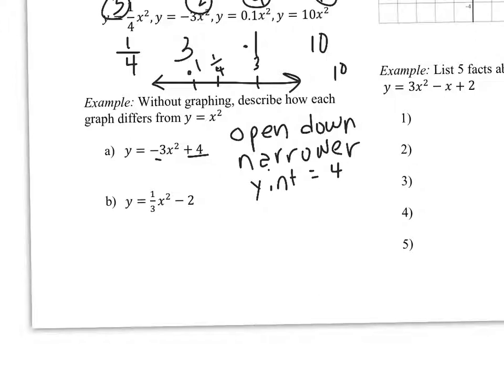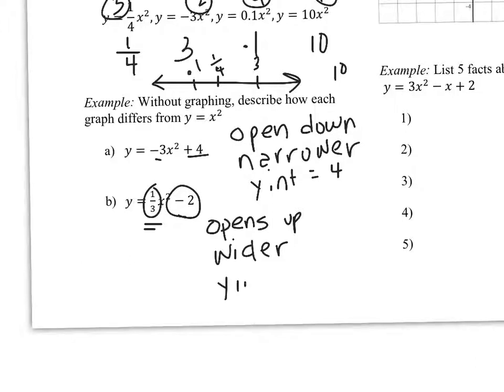Second example, this is positive 1/3 x squared, so it still opens up. And then because the absolute value of this is less than 1, it's going to be wider. And the y-intercept is -2. Now, the b value is 0 for each of these. See how there's not an x value? So that means that both of these graphs are going to be centered on the y-axis.